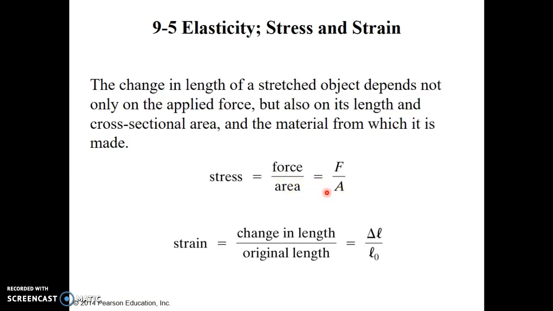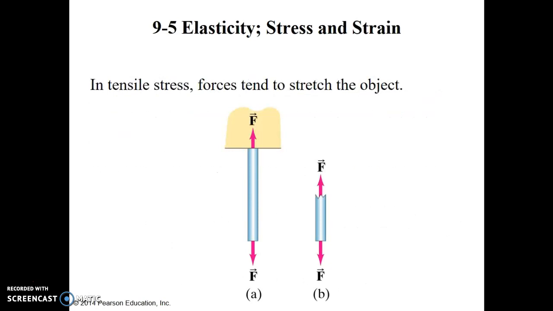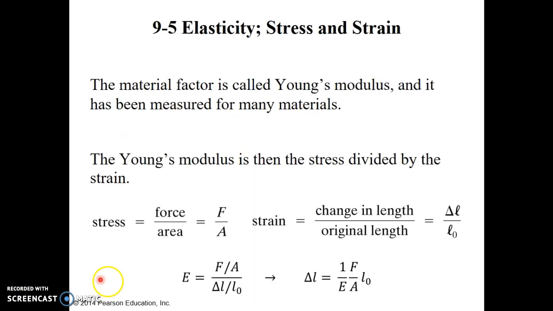That is our stress. Our strain would then be how much the object changes length compared to its original length, so delta L over L naught. Now, the ratio between stress and strain is what we call Young's modulus. It is just a comparison of the stress, force per unit area, to the strain, change in length over initial length. That becomes our Young's modulus, E.